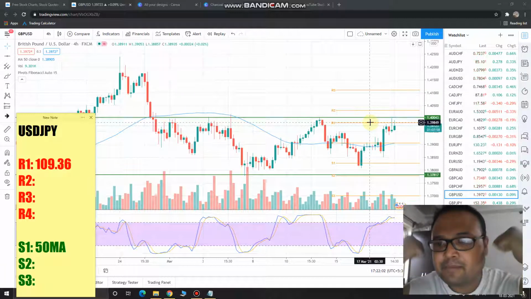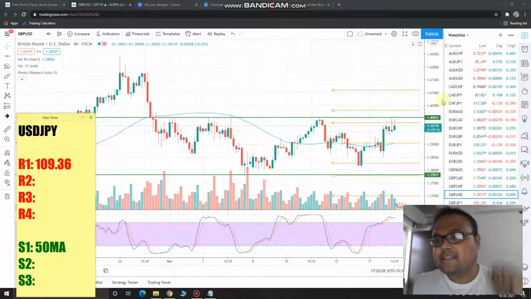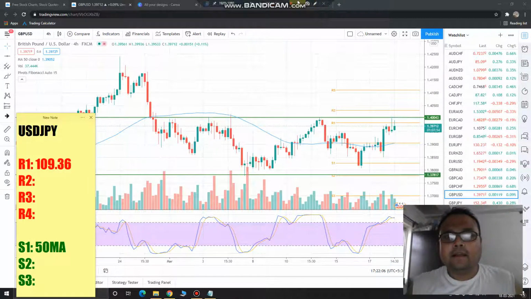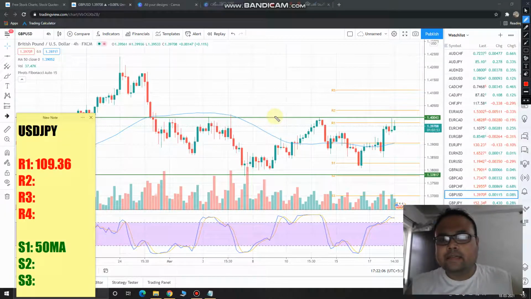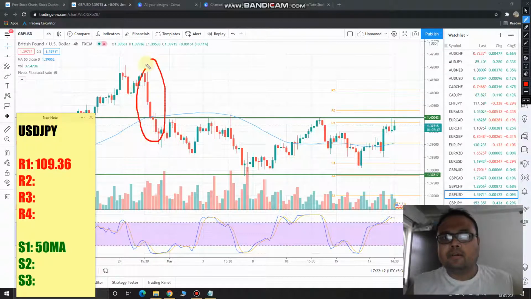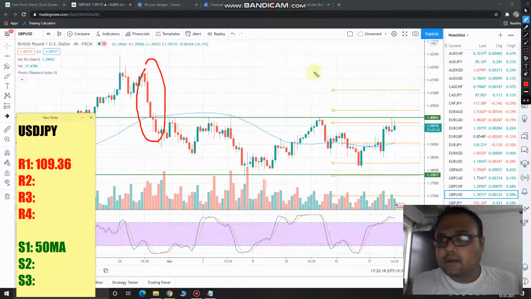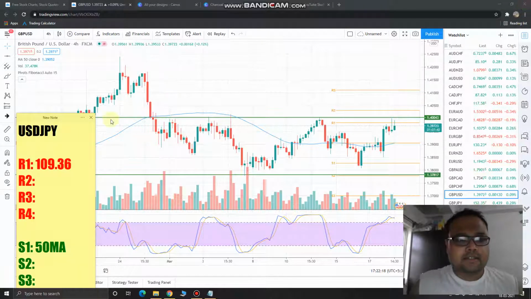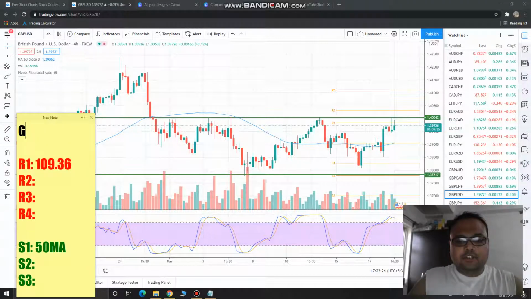We can see that right now the market is trading at 1.3971. You can see that the market is in a range right now. After this big fall, the market is in range. GBP USD.